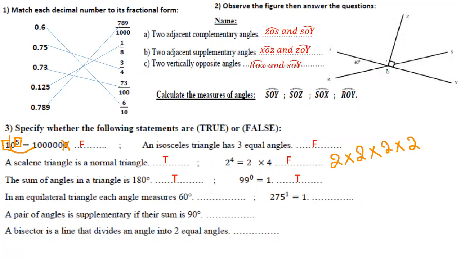Yes, miss. In an equilateral triangle, each angle measures 60 degrees. True or false? True. Yes, this is true. Julia. Yes.